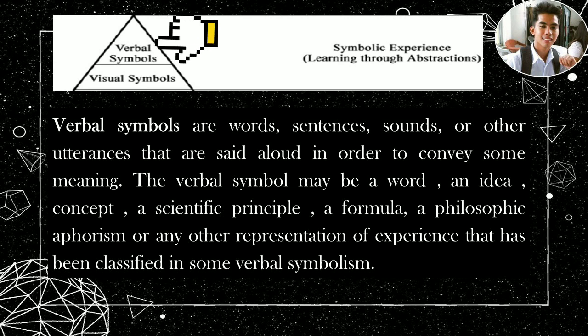Verbal symbols are words, sentences, sounds, or other utterances that are said aloud in order to convey some meaning. The verbal symbol may be a word, an idea, a concept, a scientific principle, a formula, a philosophic principle, or any other representation of experience that has been classified in some verbal symbolism.